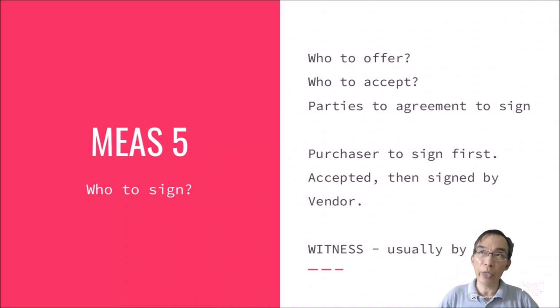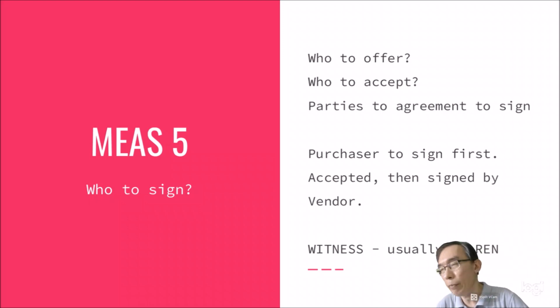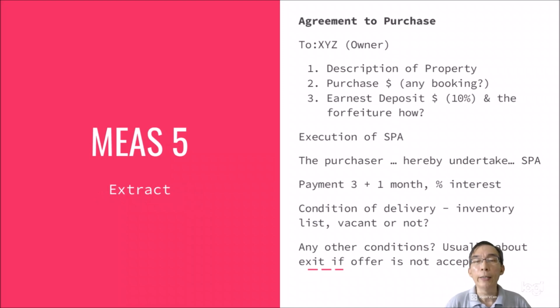So the vendor will accept it, or the vendor can say, I don't want to accept it, or the vendor will say, I will accept it under certain changes. So there is a counter offer. Whoever offers first will usually sign the offer, and then the person who receives and accepts it would sign later. So normally the purchaser signs first, and then the acceptance is signed by the vendor. Also, usually the witness is the negotiator.